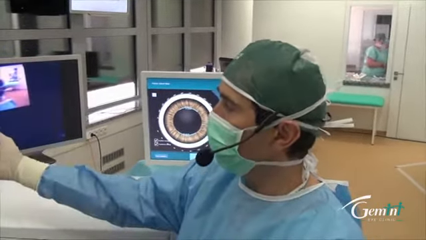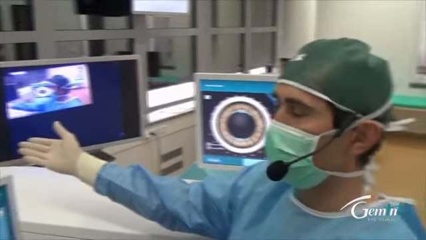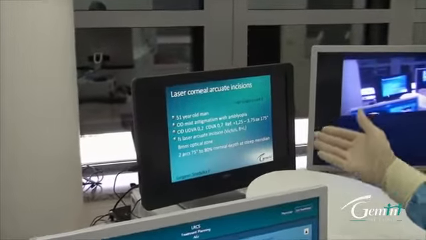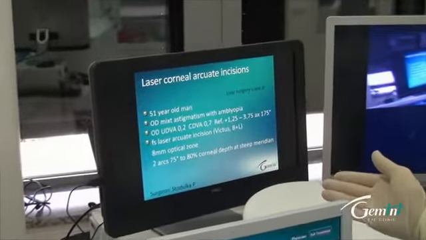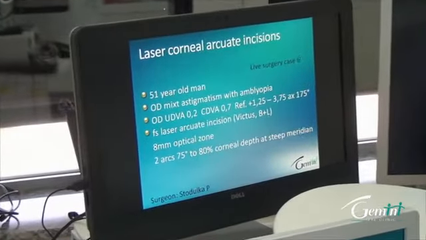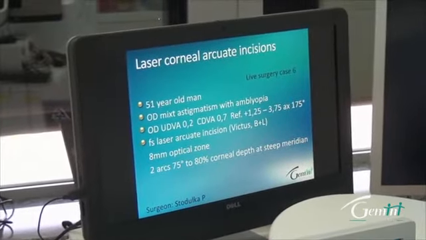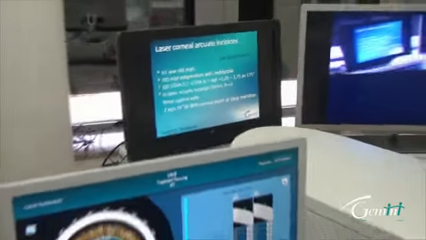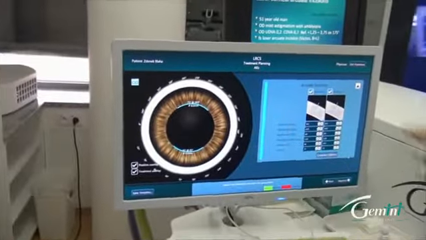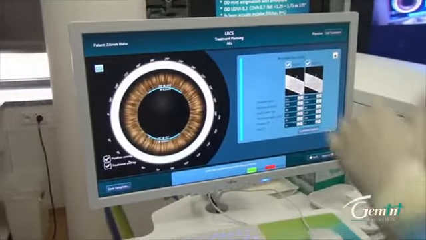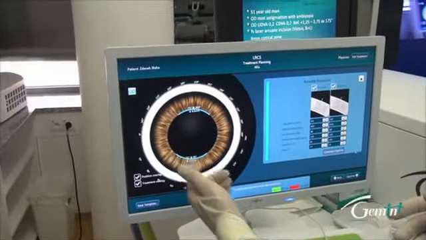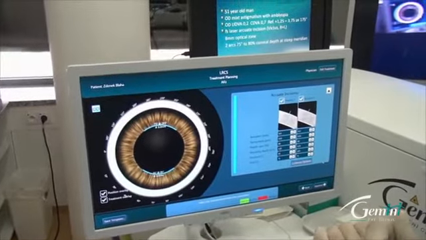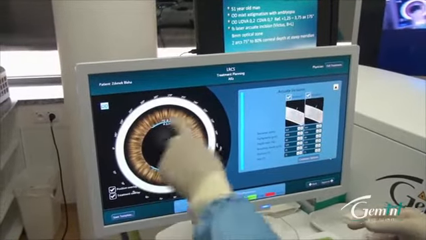And we are going to use arcuate incision on the Victus femtosecond laser at an 8 mm optical zone, and we will plan for two arcs of 75 degrees to 80% of corneal depth at the steep meridian of this cornea. Here is the outline of this treatment on the monitor of the Victus femtosecond laser. On the left side we see a plan of arcuate incisions, two arcuate incisions at the meridian of 85 degrees, 8 mm optical zone.